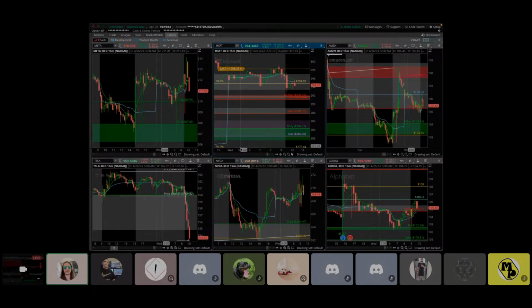Tesla broke that zone. Tesla's gonzo. Microsoft's also gonzo. It's at 294.47 right now. We're gonna see 292 today on Microsoft. Amazon in supply. Unless there's some type of hold right here, we are looking very, very weak. NVIDIA 15-minute supply zone created as long as this 15-minute candle continues to sell off.